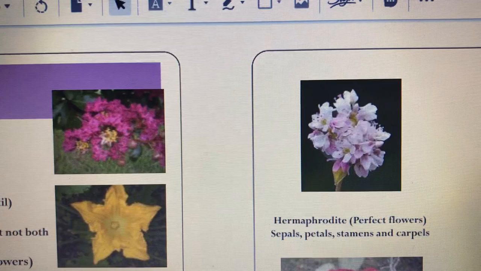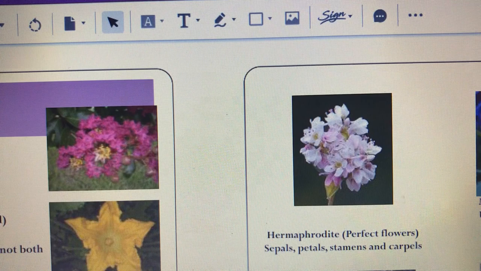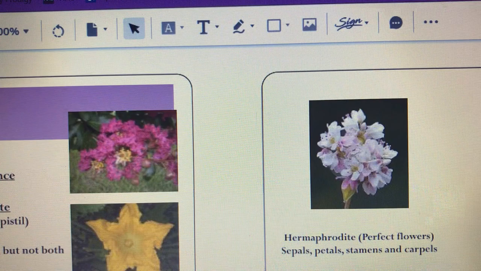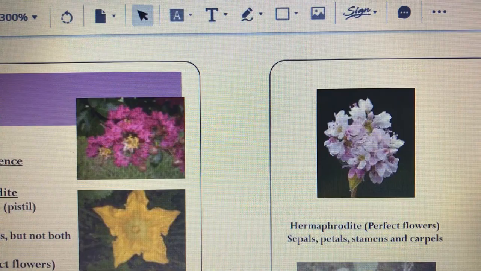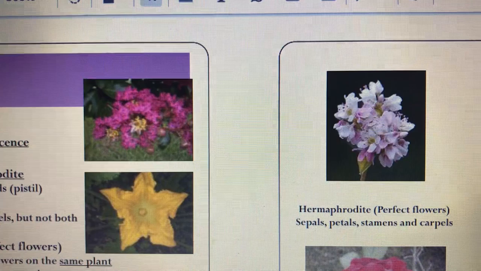These are imperfect flowers too, but these are dioecious. Examples of these are the willow, the mulberry, and the poplar. And remember, these are imperfect flowers where the female flowers are on the female plants and the male flowers are on the male plants.